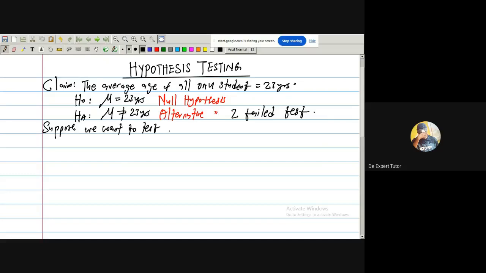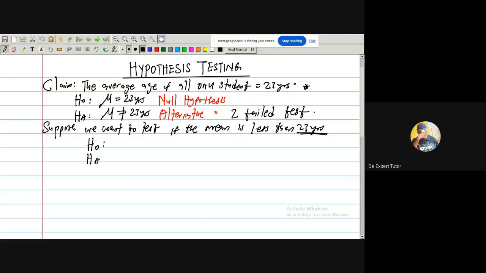Suppose we want to test if the mean is less than 20 years. Now look at the first claim here. All AU students, their age is 23 years. Suppose we want to test that the average age is less than 23 years. Now the thing is, what would be the null hypothesis and what would be the alternative hypothesis?